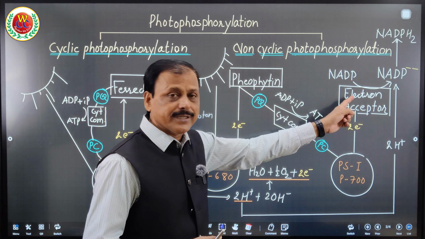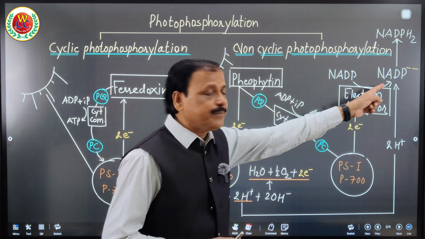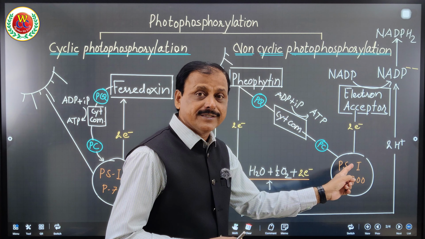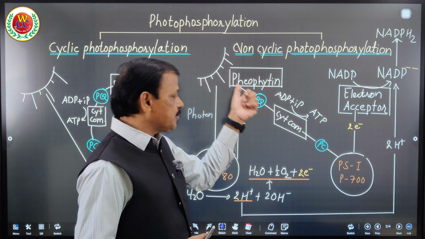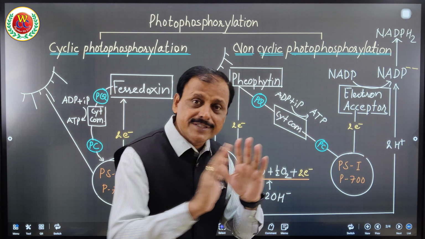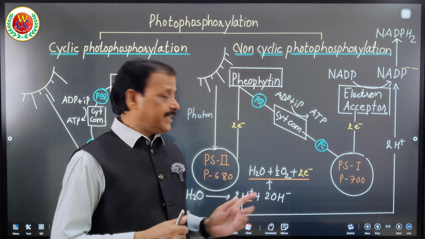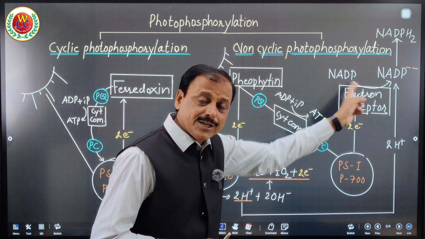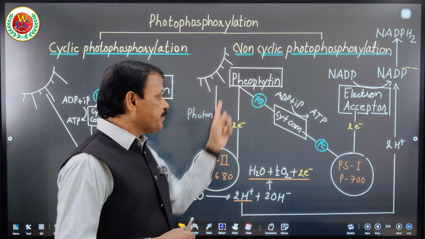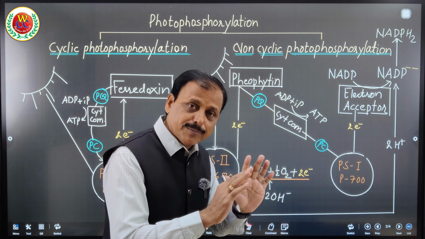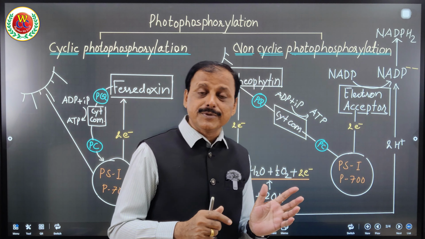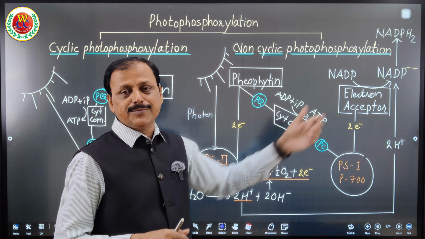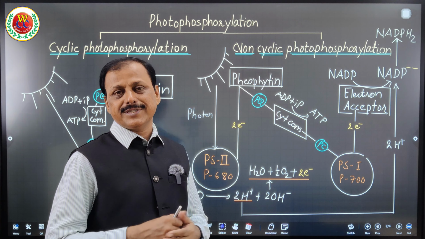Electron released from PS1 is used for reduction of NADP and does not reach back to the PS1, but the electron released from PS2 comes to the PS1. That means the cycle is not completed. In either case, the electron released from PS1 is used for reduction and does not come back. The electron released from PS2 is received by PS1 but does not come back to the PS2, and therefore this process is known as non-cyclic photophosphorylation. I hope you got it.